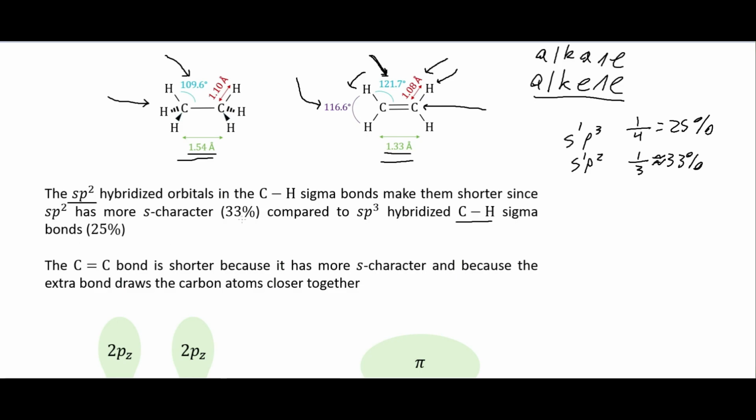And so this is one of the reasons, well, this is kind of the reason that these carbon to hydrogen bonds are shorter on the alkenes than they are on the alkanes here. We also have that the carbon to carbon double bond here is shorter because, again, it has more s character than in the alkanes here. And because the extra bond, because we have actually two bonds here, draws the carbon atoms closer together.